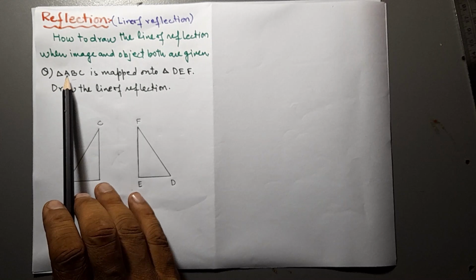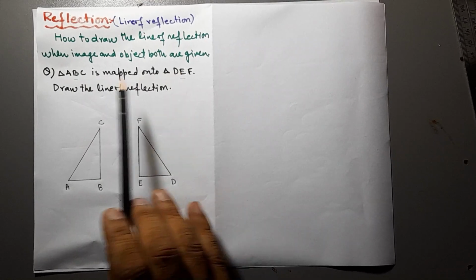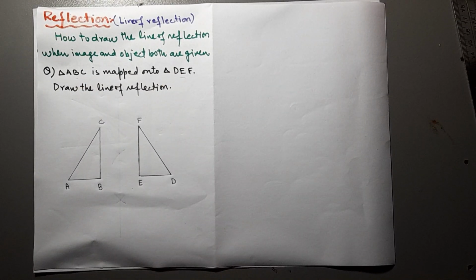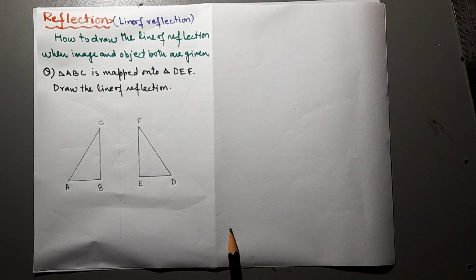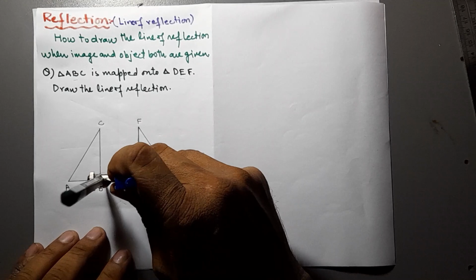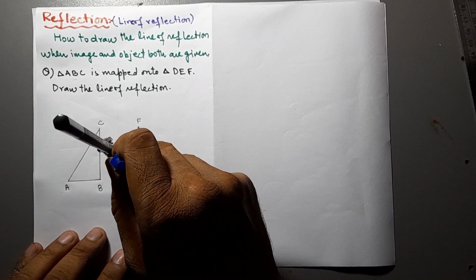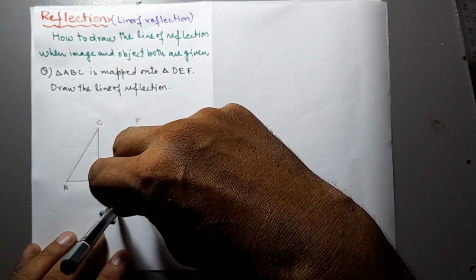Now you can see that according to the sequence, A is mapped onto D, B is mapped onto E, and C is mapped onto F. I need one perpendicular bisector. I will draw a perpendicular bisector between B and E. To draw a perpendicular bisector, I will use the compass and the ruler. With radius more than half of BE, approximately, I will draw two arcs above and below BE.